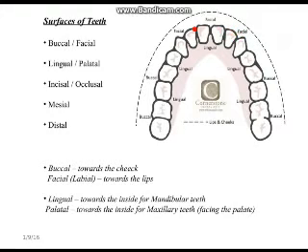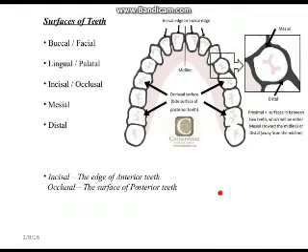So again, for anterior teeth, the outer surface is called facial, and for posterior teeth, it's buccal. For the inside surface, for the maxillary teeth it's palatal, and for the mandibular teeth it's lingual. So in this picture, it's for the mandibular teeth. Okay, so let's go on to the other surfaces.